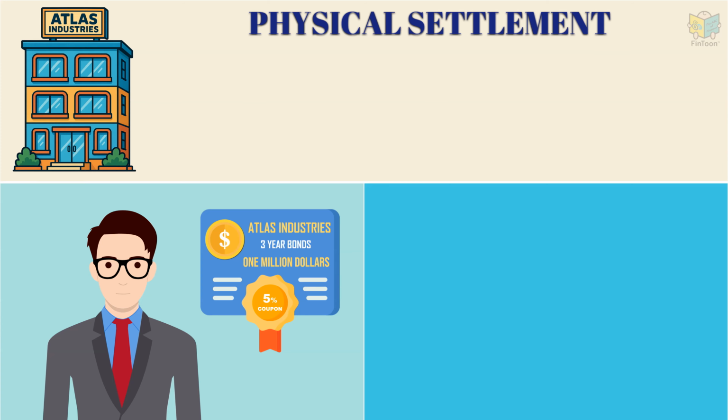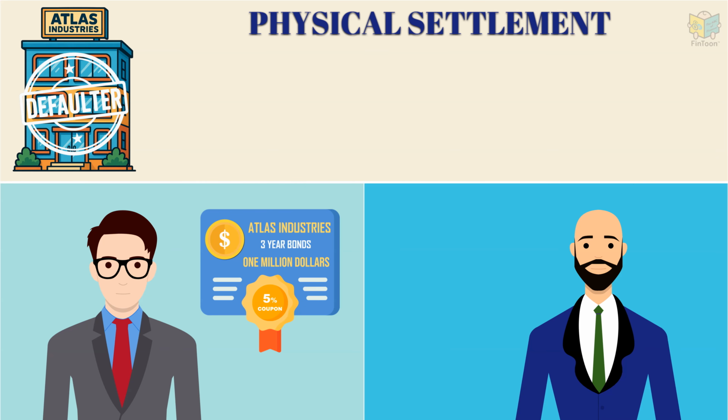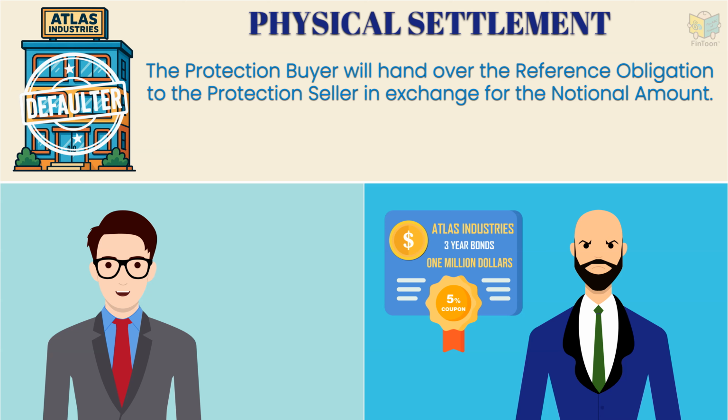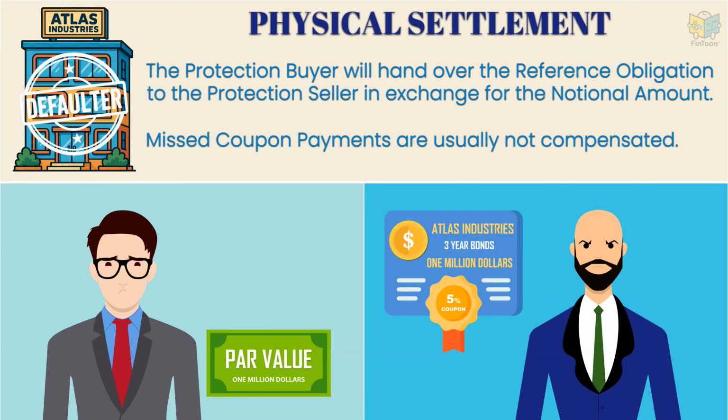Physical settlement is used when the investor is actually holding the bond and wants to hedge his risk. In this case, since Mr. Oliver owns the bond, he would prefer a physical settlement. To keep it simple, we will assume that if Atlas defaults, Mr. Oliver will hand over the bond to the dealer. In return, the dealer will pay him the bond's par value of $1 million. However, any missed coupon payments are not separately compensated. Oliver bears that loss. The CDS covers only the principal, not the missed interest.